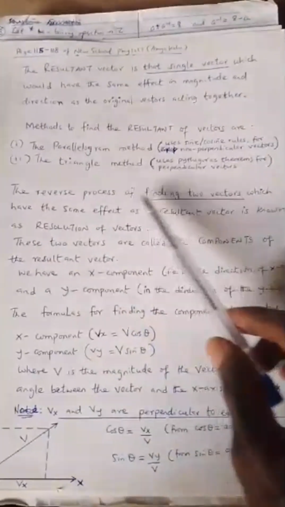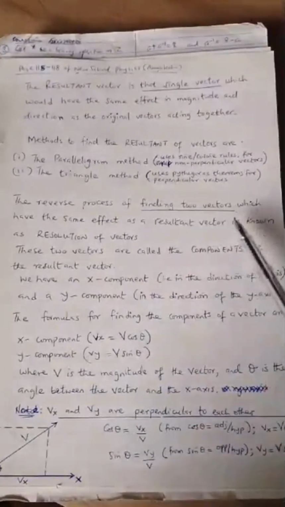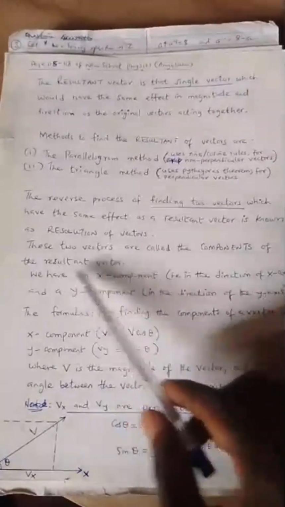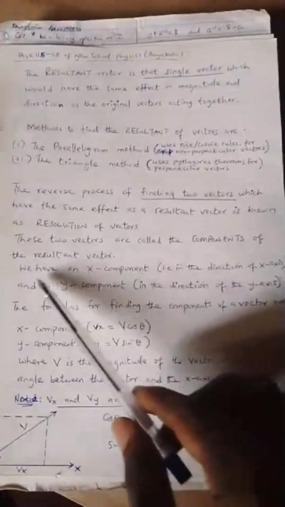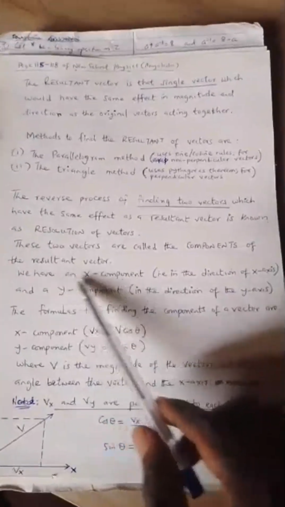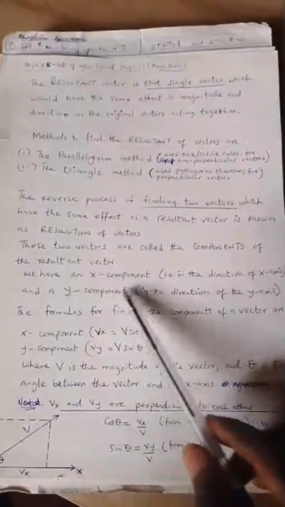So the reverse process of finding the vectors which have the same effect as the resultant vector is known as resolution of vectors. So today we'll be looking at the reverse process, okay? Finding two vectors. Usually these two vectors are called the components of the resultant vector, okay? And these two vectors can either be the x component and the y component.